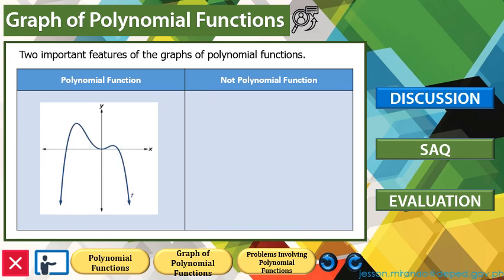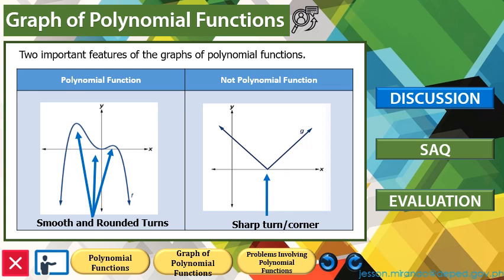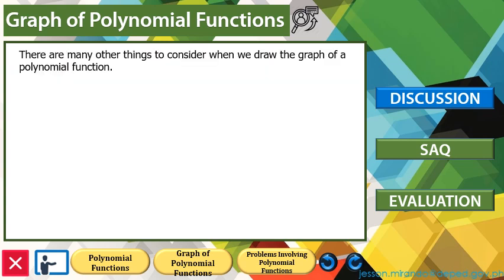The second feature is that the graph of a polynomial function has only smooth and rounded turns. A polynomial function cannot have a sharp turn or corner. There are many other things to consider when we draw the graph of a polynomial function. The first one is using the intercepts and the rational root theorem.